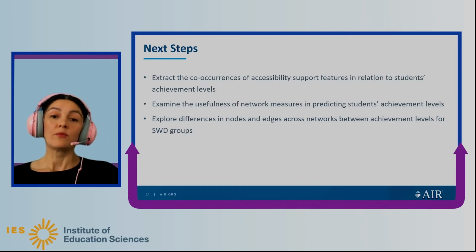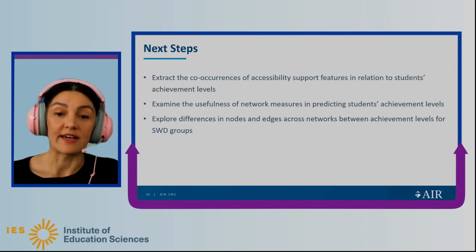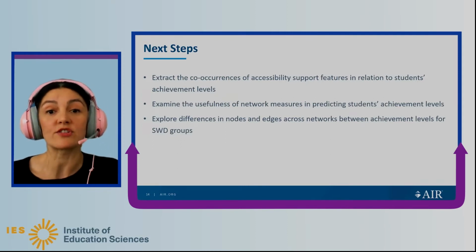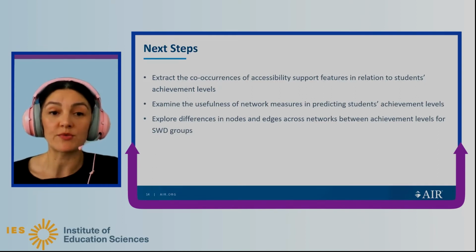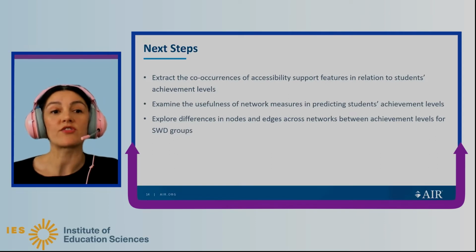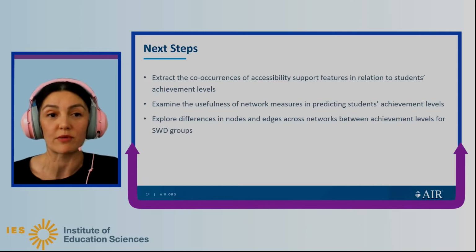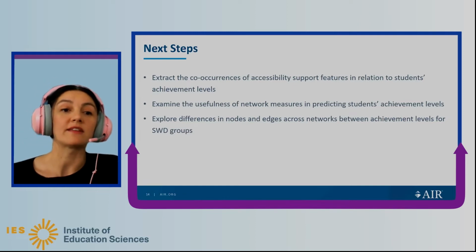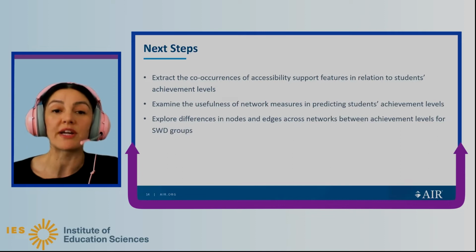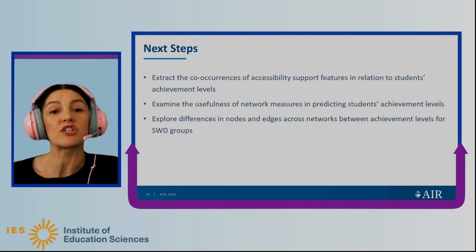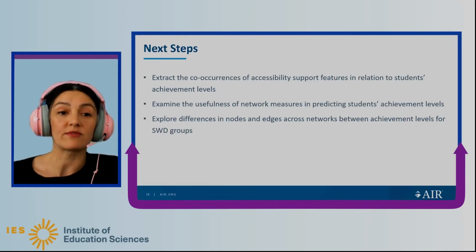So what we see already is that different student disability groups may tend to have different patterns of use of accessibility features. In the next step of this work, we will be focusing on extracting the co-occurrences of accessibility support features in relation to students' performance, as well as examining the usefulness of network measures in predicting students' achievement level. And also we will explore differences in nodes and edges across networks between achievement levels and students with disability groups.